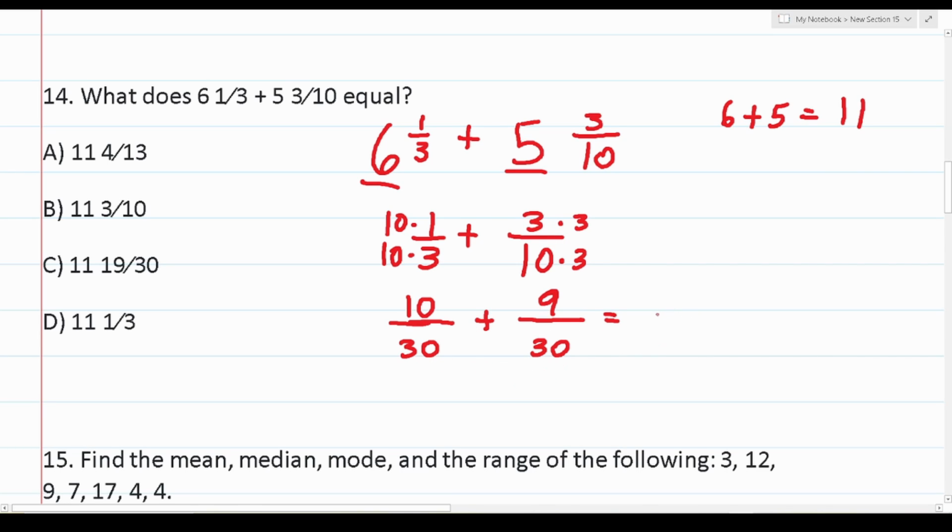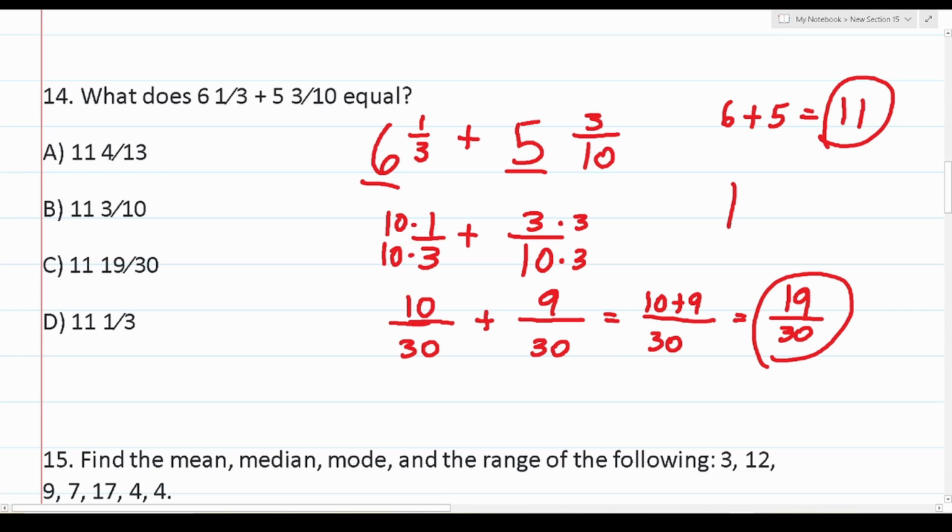And now that the denominators are the same, we just add the numerators. Again, the denominator is not going to change, so this becomes 10 plus 9. 10 plus 9 is 19 over 30. Okay? Now let's go ahead and combine our fraction back with our whole number. And this becomes 11 and 19 over 30, which we can see is C.